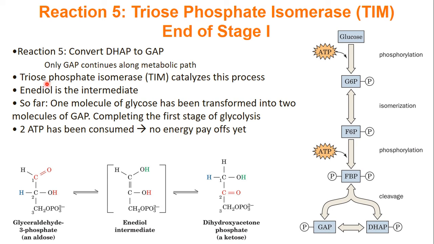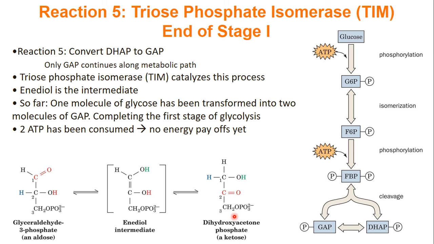And so triose phosphate isomerase, TIM, which makes sense, is working on triose phosphates, which is DHAP and glyceraldehyde 3-phosphate, and you're just isomerizing or changing them. Here we have an enediol being our intermediate. So here's our intermediate, and then we just have our conversion where you're just moving the C double bond O all the way from carbon 1 to carbon 2. That's all TIM's doing.